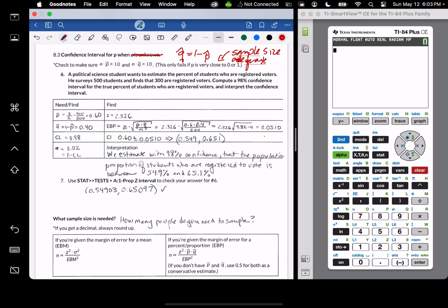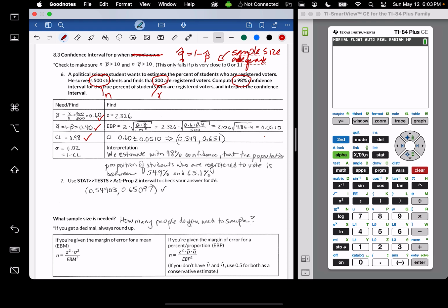All right, well, let's take a look at the information that's provided. This is our n. This is our x. What is our 98% confidence interval? Well, there's our confidence level, 0.98. P hat is 0.60, and so Q hat is 0.40. And that allows us to step aside briefly to check that this condition is met.